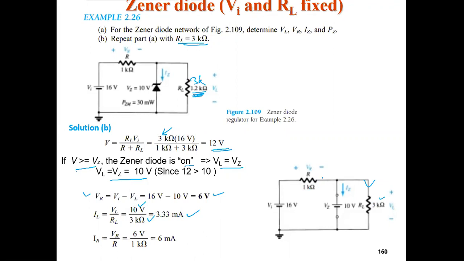So now we calculated this current IR, and this IL is calculated. So IR minus IL will be your IZ. IZ will be equal to IR minus IL. So IR is calculated here, IL is calculated here, and by subtracting you will get how much IZ will be.